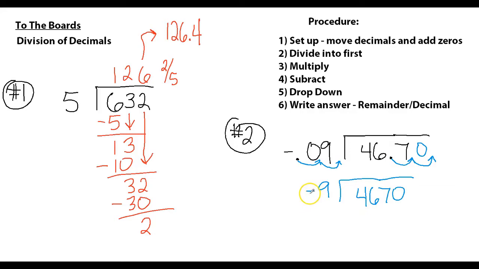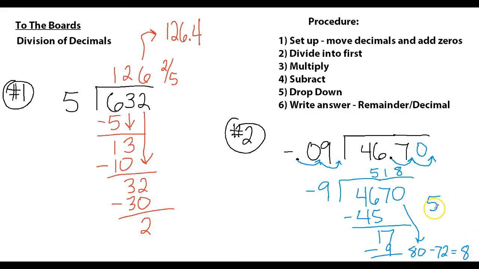Now we can go ahead and complete the division process. So 46 divided by 9, that's 5. Leave me with 45. When we subtract, we're left with 1. Bring down the 7. 9 will go into 7 one time. Subtract that 9 out. We would be left with 8. Bring down that 0. 80 divided by 9, that'll go in 8 times. 8 times 9 is 72. When we subtract 72, we're left with 8. And so my final answer would be 518 and 8/9.